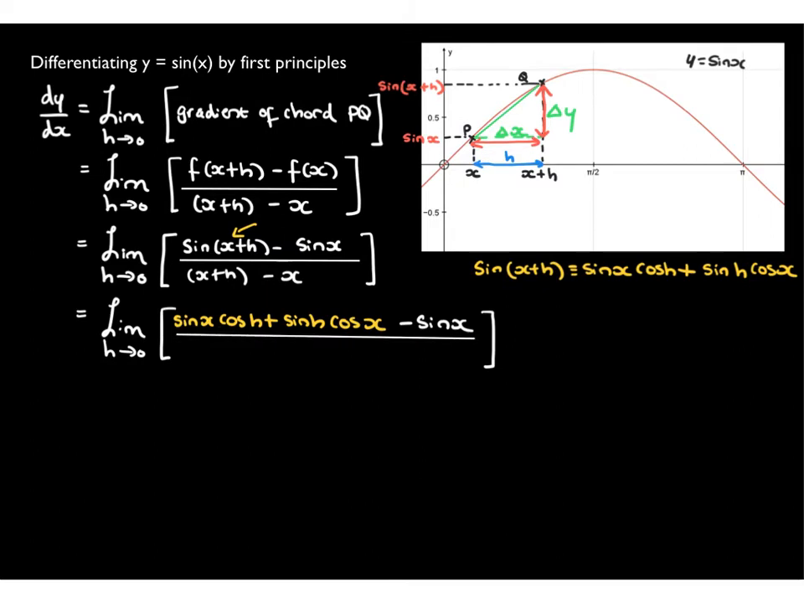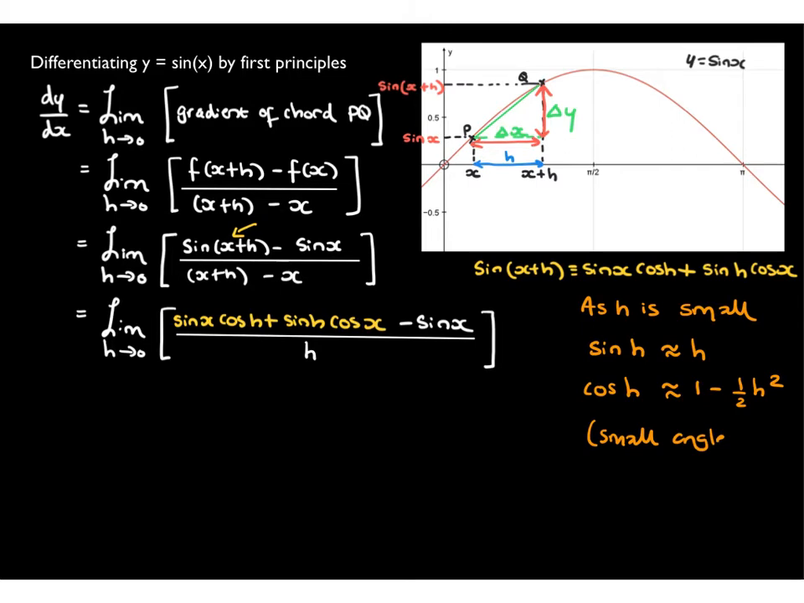Now, we have to remember here that h is a small value, so we can make use of the small angle approximations here. We know that sine h is approximately h, and cos h is approximately 1 minus a half h squared. So again, reminding ourselves of the small angle approximations. Let's input this information.